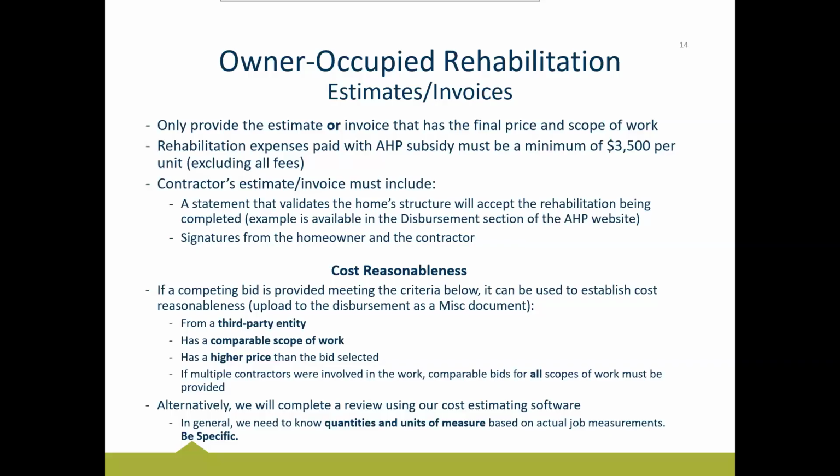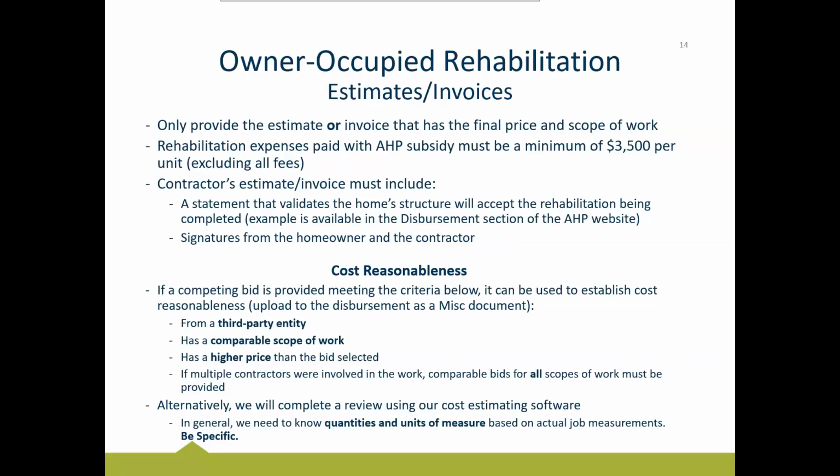So, sometimes I know you'll get the estimate, you'll have the work done, and then you'll get to a final invoice. We do not need both. We just need one of those documents as long as it has the final price and the final scope of work. That's what we're looking for. Helps us tie it back to the feasibility workbook so that we can make sure we're reimbursing for the correct amount. So you do not have to provide both, just one or the other that has those pieces of information.